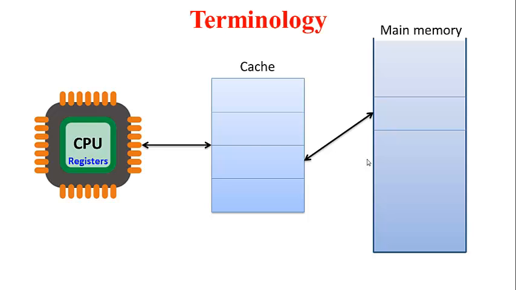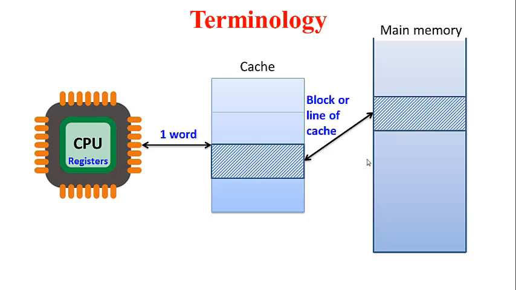For the MIPS architecture, the unit of transfer of data between the processor and the cache is going to be 1 word or 32 bits. The unit of transfer between the cache and the main memory is typically more than 1 word. It can be 1 word also. There is a specific name for this unit of data transfer between the cache and the main memory, and the name is a block or line of cache.